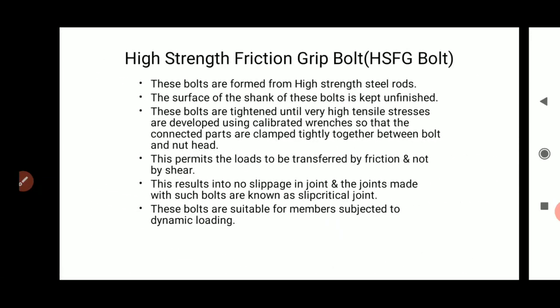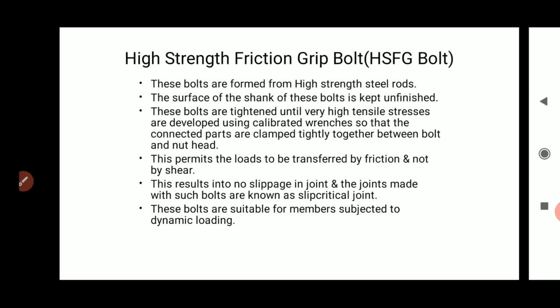Then next we will see about high strength friction grip bolt. The first point is these bolts are formed from high strength steel rods. In case of unfinished bolt, they are formed from low carbon steel. In case of finished bolt, they are made of mild steel, and the high strength friction grip bolts are made from high strength steel rods. The next point is the surface of the shank of these bolts is kept unfinished. Here also the shank part is unfinished.